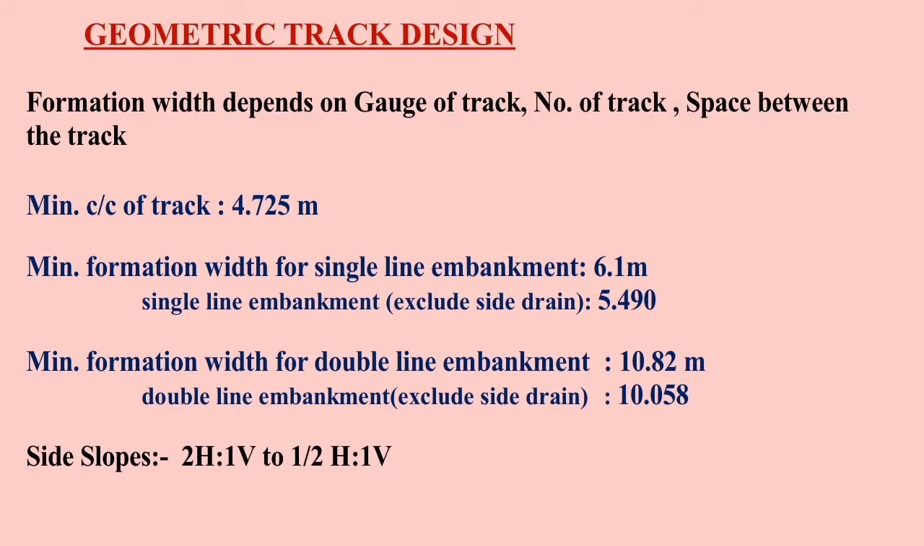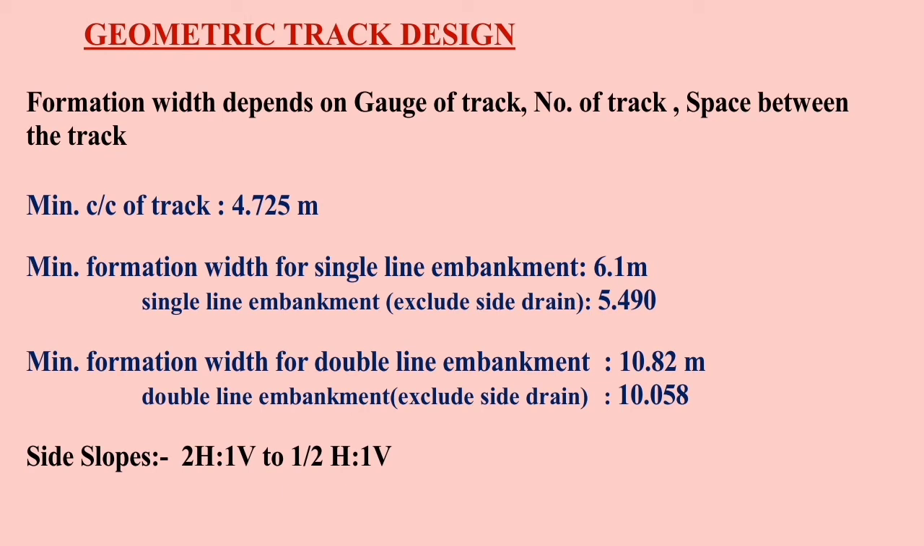Now let us discuss track design. Track should be designed in such a way that trains with heavy loads can run over it at maximum possible speed. While designing a track, safety, comfort and speed have to be considered. Now formation. The top width of a track in embankment or bottom width in cutting is known as formation width. The formation width depends upon the gauge of the track, number of tracks and the space between the tracks.